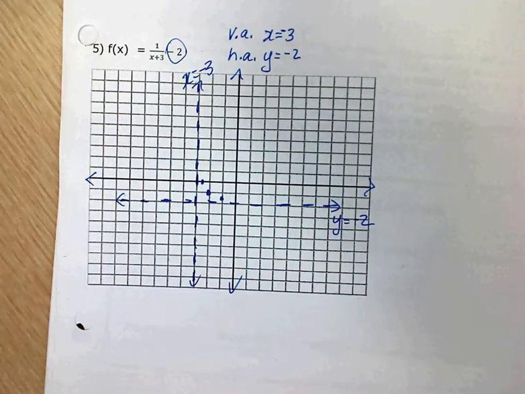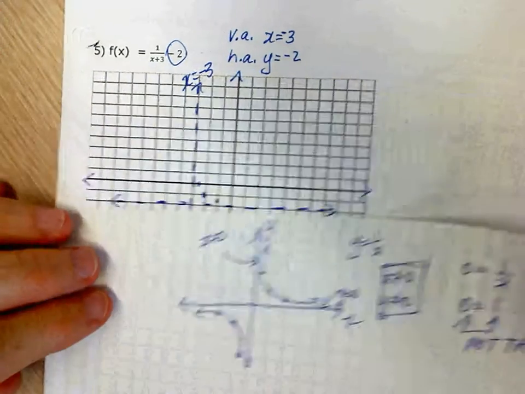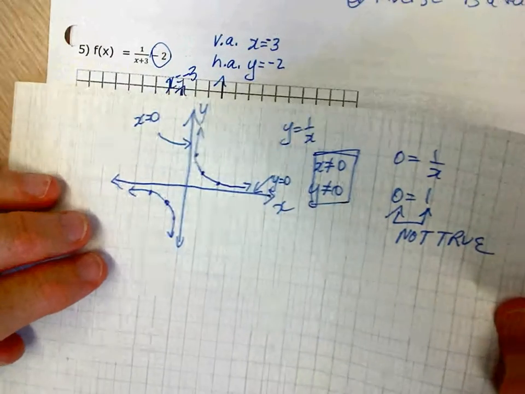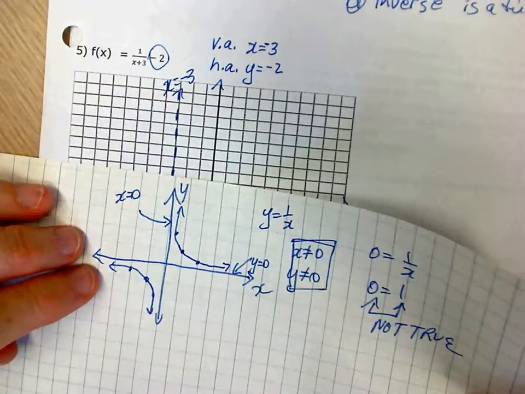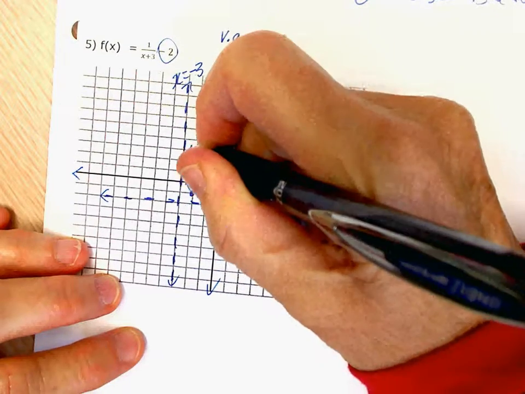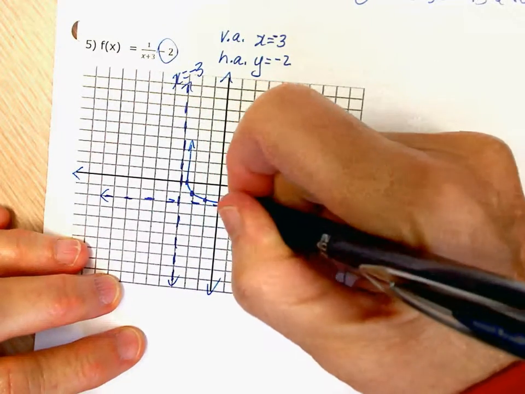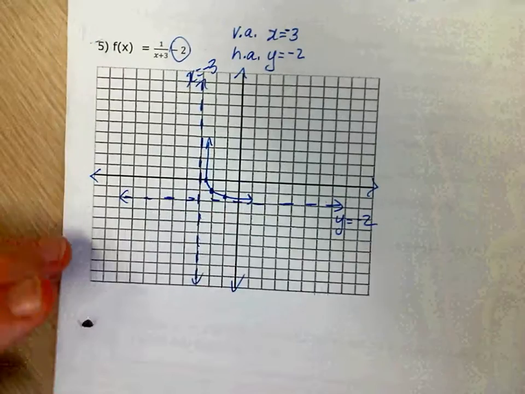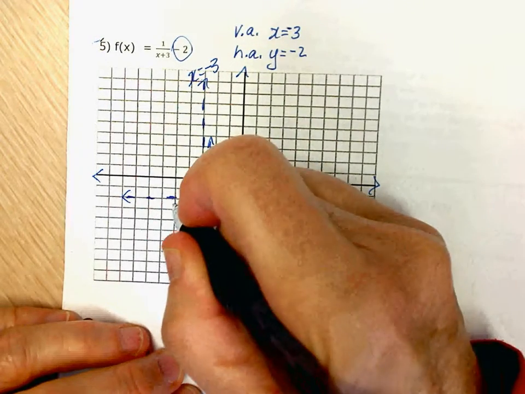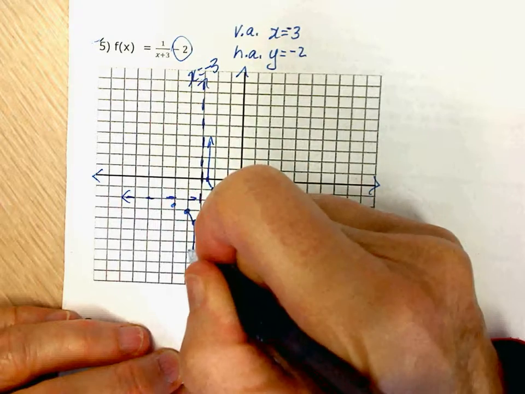The only difference is we shifted it left 3 and down 2. That's all we did. There's no stretches, no reflections. That's f of x.